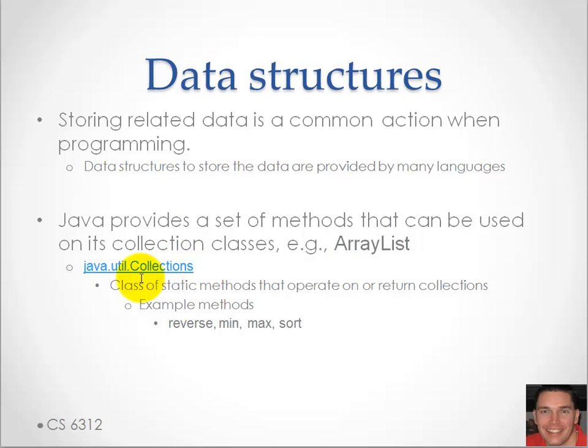And these methods are found in the java.util.Collections class. These are a set of static methods that are part of this class. That means that you can call them directly without instantiating a Collections object. And as I said before, these are some example methods that we can use.